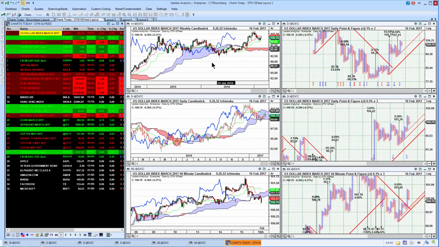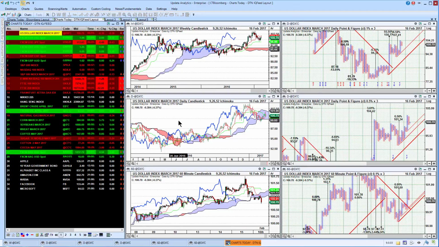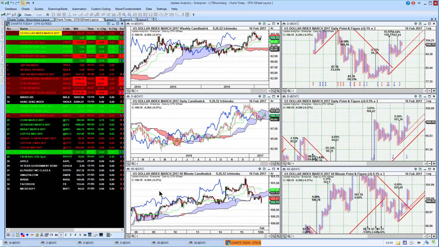And I think it's a brilliant template because we have our long term, our weekly, and our 1%, our medium term, our daily, and our 0.5% point and figure, and our short term, 60-minute and our 0.1%, and the targets and the trends all very clear.